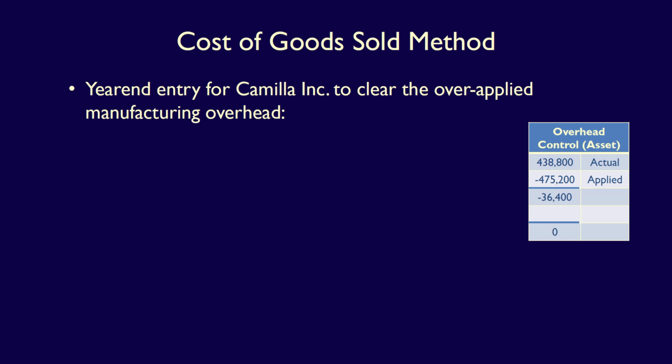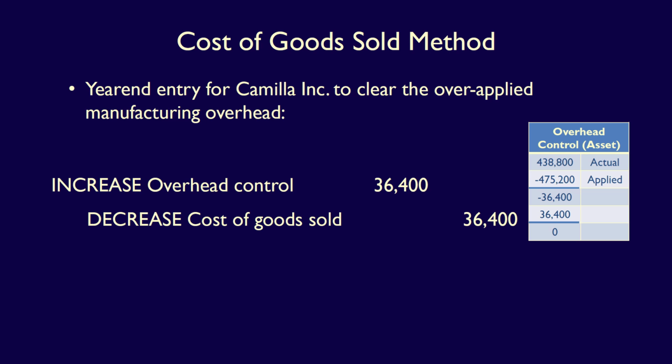At year end, we need an entry that will reduce the overhead control account to zero. Since we have a negative balance, we'll have to add the same amount, $36,400, into the overhead control account. Therefore, the year-end entry will be an increase to overhead control and a decrease to the cost of goods sold for the same amount, $36,400. When we make this entry, the overhead control account will be equal to zero, and the cost of goods sold account will decrease. How will this affect the cost of goods sold calculation?